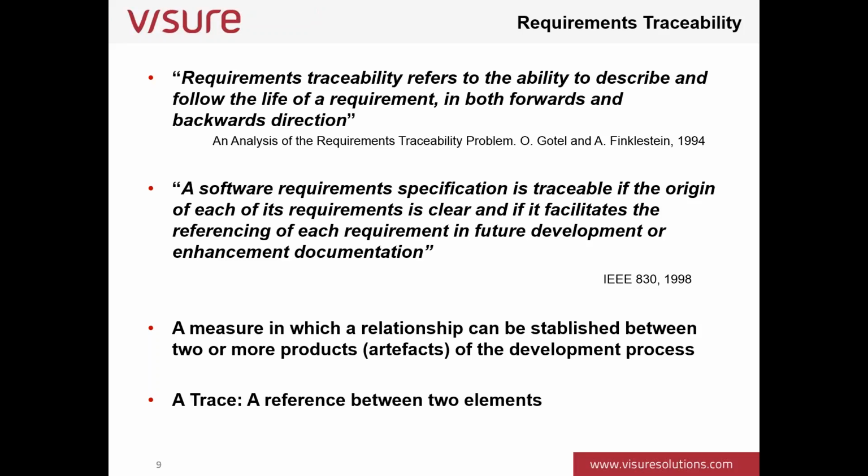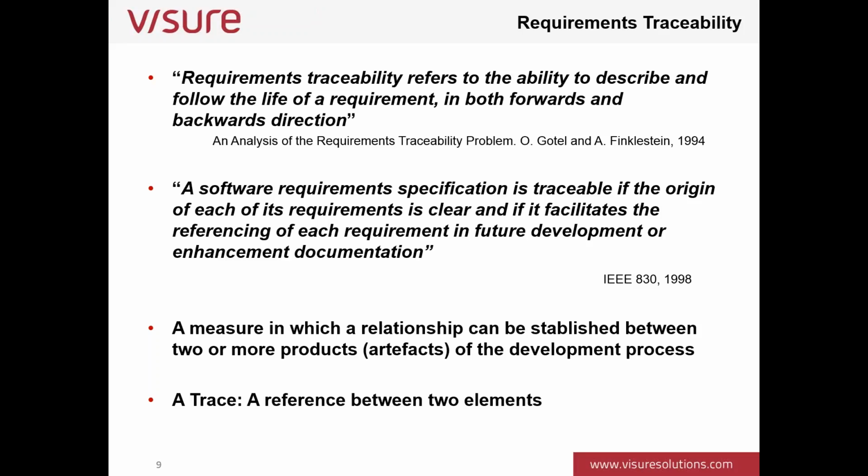Another definition of requirements traceability comes from the IEEE. A software requirement specification is traceable if the origin of each requirement is clear, and it facilitates the referencing of each requirement in future development or enhancement documentation. Once again, there is no mention of forward and backward traceability, but tracing back to the origin is backward traceability, and referencing in the future is forward traceability.